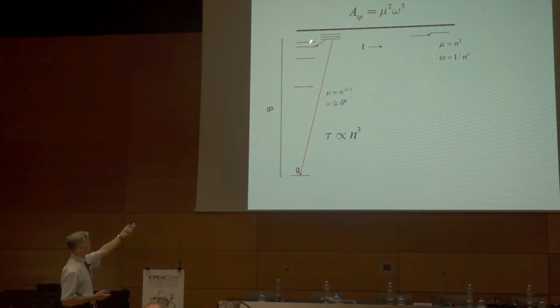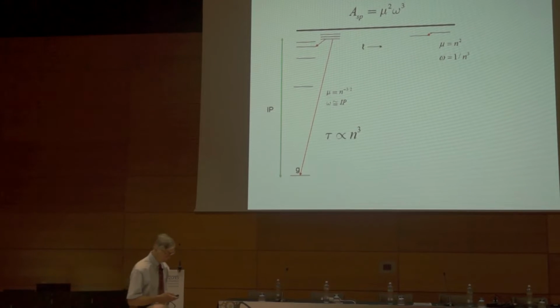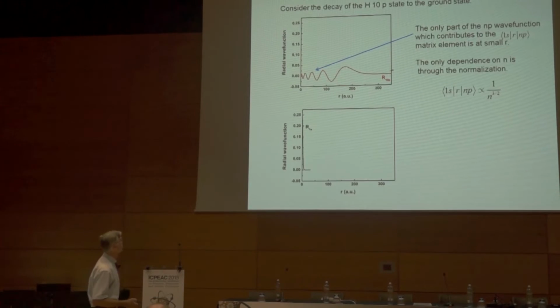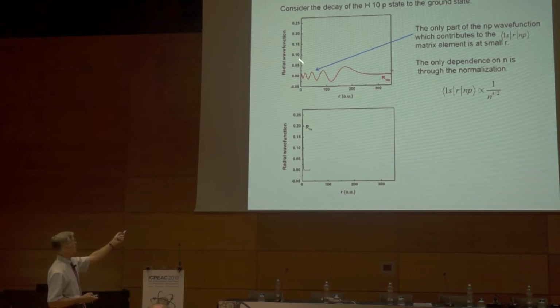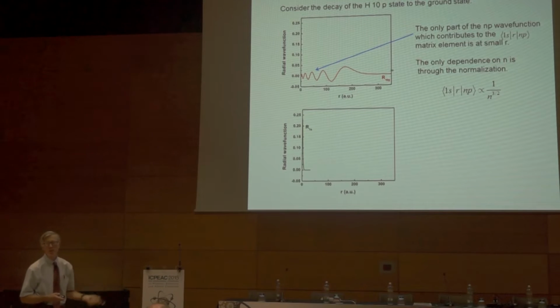On the other hand, these matrix elements change, and the matrix element to go from a high-lying state down to the ground state exhibits an n to the minus 3 scaling. And that occurs because, just consider it: here I have the wave functions of the hydrogen 10p state, the red one, and on the same scale, here's the wave function of the hydrogen 1s state.